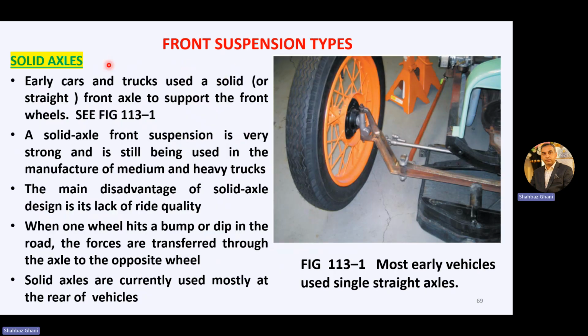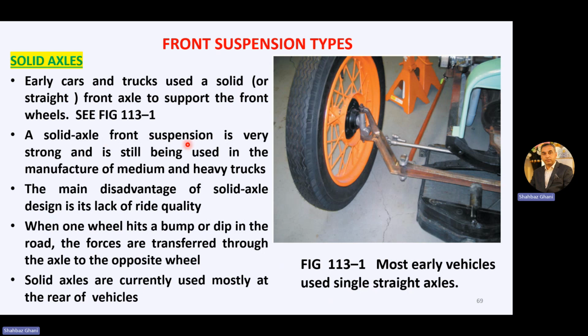Now the solid axle type of front suspension. Early cars and trucks used a solid or straight front axle to support the front wheels like this. This is the solid I-beam type. Mostly early vehicles use a single straight axle, or we call it an I-beam front suspension.